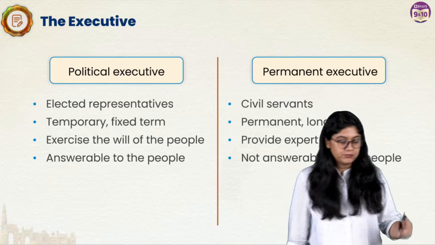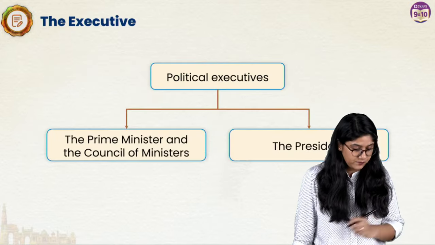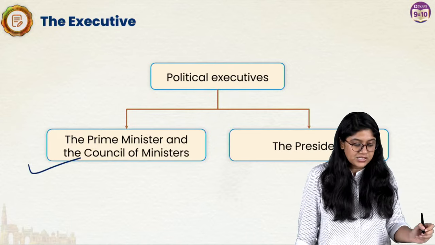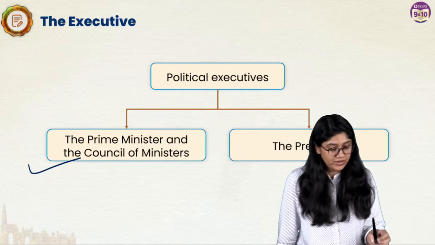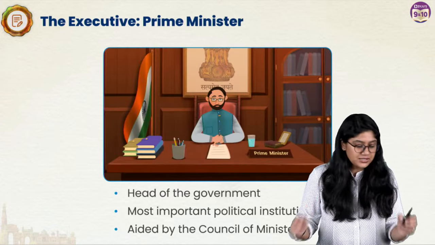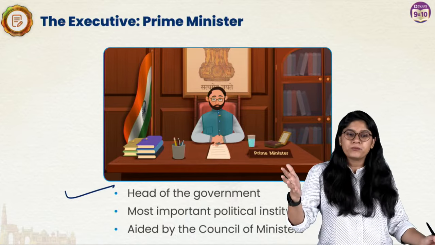So we have two types, the political executive and the permanent executive. If we talk about it, in the political executive, we have two: the Prime Minister and the Council of Ministers, and then we have the President. Let's talk about the Prime Minister, everyone, first. So the Prime Minister is the head of the government. We all know.